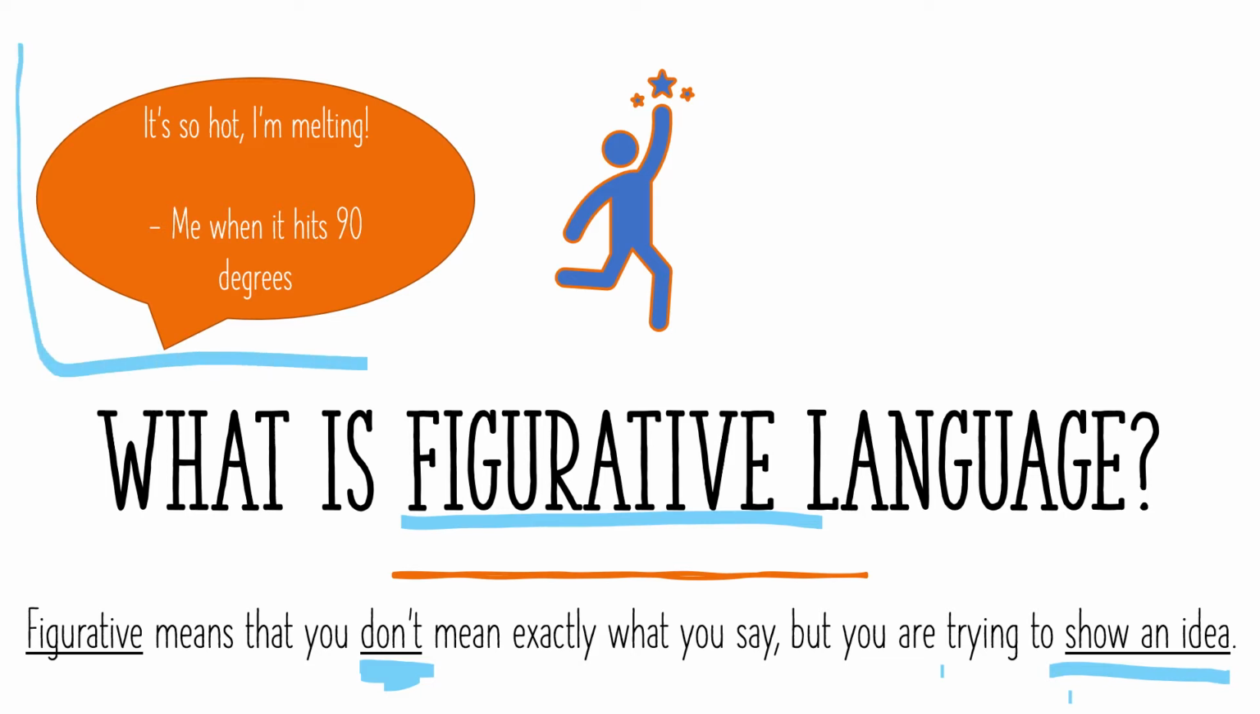So up here I've got, "I'm so hot, I'm melting," me when it hits 90 degrees outside. I don't handle the heat so well. So if I say, "I'm so hot, I'm melting," does it make sense that I'm actually melting like a snowman? No, that doesn't make sense. You're not going to melt from 90 degrees. So I'm using figurative language. I'm trying to show an idea. I'm trying to show that it is too hot and I'm uncomfortable.